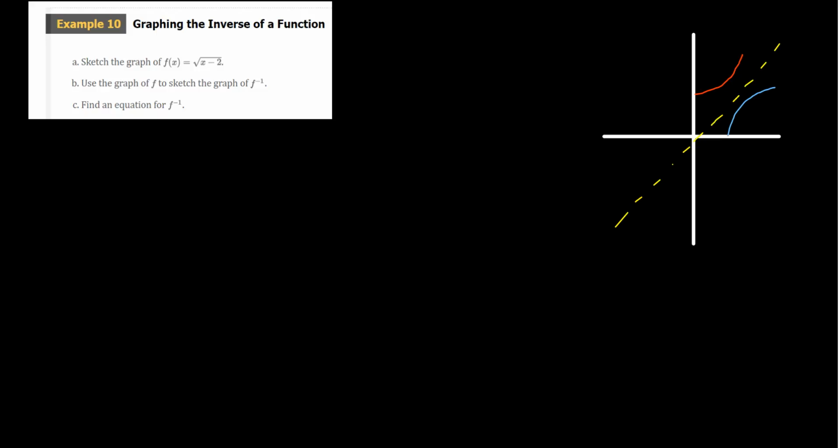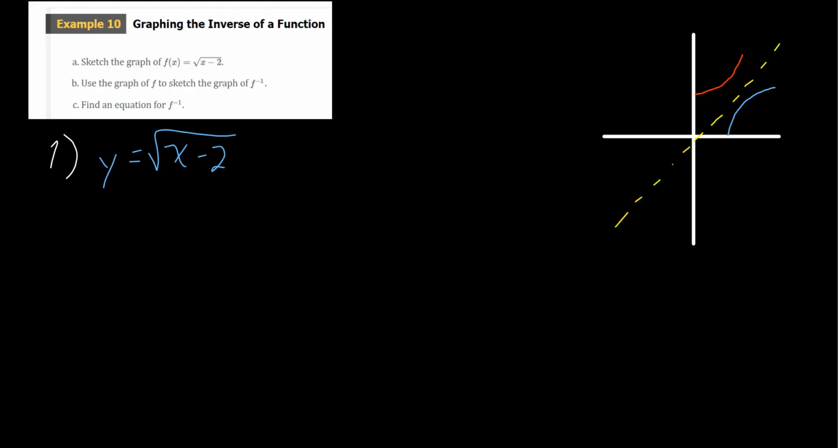You know, honestly, I was going to snip the actual graph, the actual figure in the book, but I think that's a pretty good picture. One of my best ones. So find an equation for f inverse. So we're going to step 1. Y is equal to the square root of x minus 2.